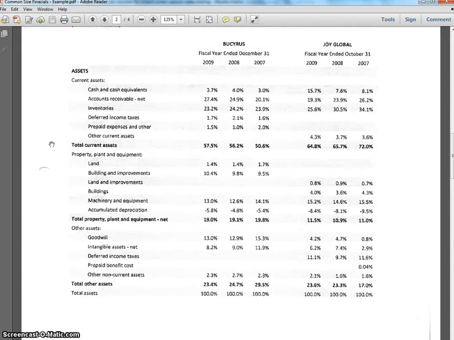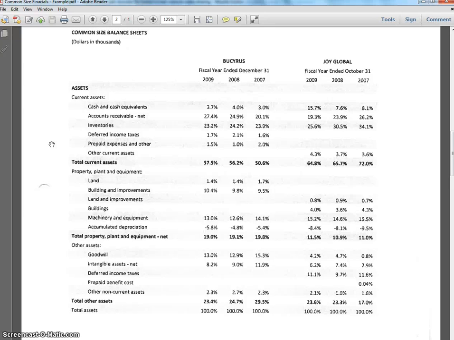So now that you know how to do it mechanically, let's talk about what sort of wisdom we can garner from this type of analysis. Let's just say at a very high level, you're curious about the composition of each company's balance sheet. By setting all assets at 100%, you're taking two similar but different size companies, one smaller, one larger, and basically putting them on the same playing field, so to speak.